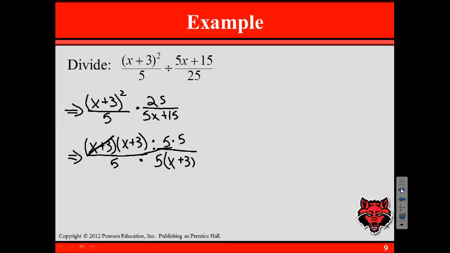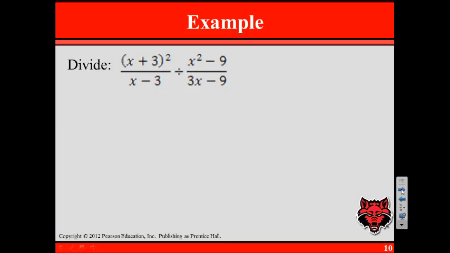So we have a factor of x plus 3 in common that cancels out. We also have 2 factors of 5 that cancel out. Left with x plus 3, no denominator, so this isn't a fraction anymore. Example, x plus 3 squared over x minus 3 divided by x squared minus 9 over 3x minus 9. Again, our first step is to rewrite this as a multiplication problem.